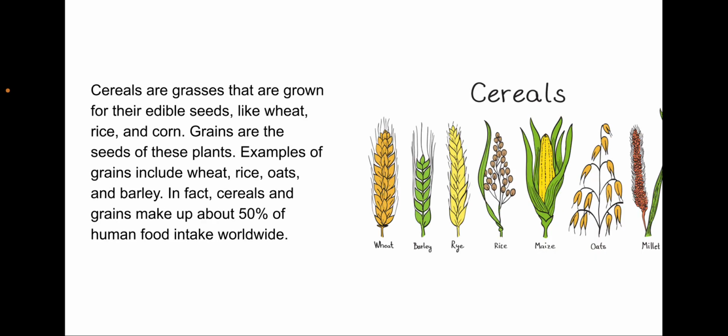Cereals are grasses that are grown for their edible seeds, like wheat, rice, and corn. Grains are the seeds of these plants. Examples of grains include wheat, rice, oats, and barley. In fact, cereals and grains make up about 50% of human food intake worldwide.